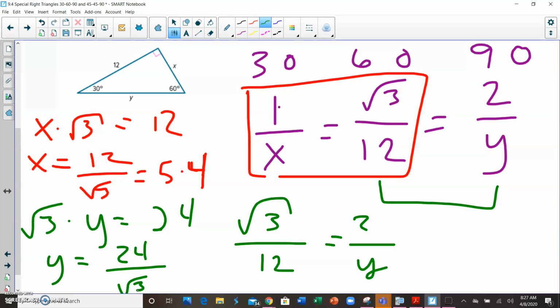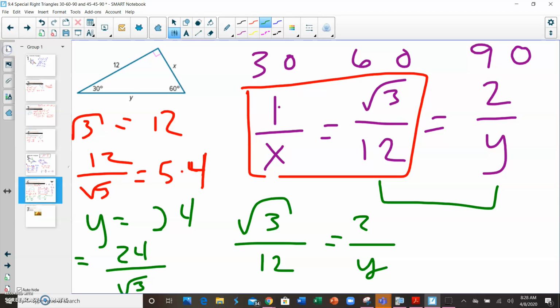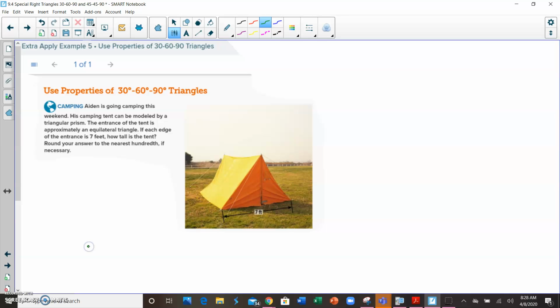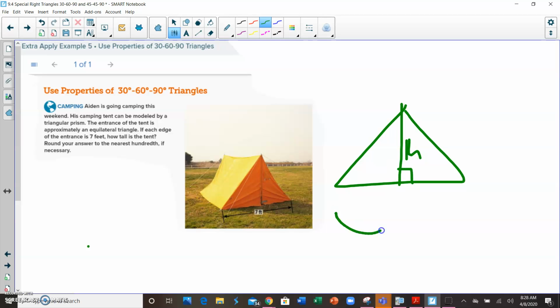All right, so I'm going to move on to the last one, and that is example 5. And here we have a tent. So they're talking about the front of this tent, and they want to know the height of the tent. So here is my height right there. So if that's your height, guess what that makes that? A right angle. Now this whole thing is 7. So if that's 7, this is 3.5.